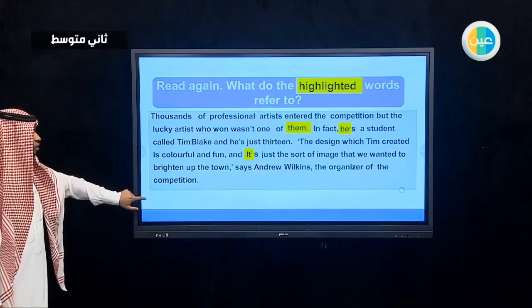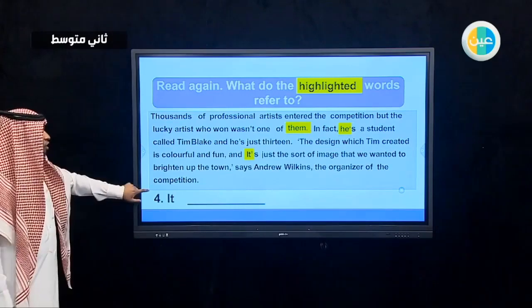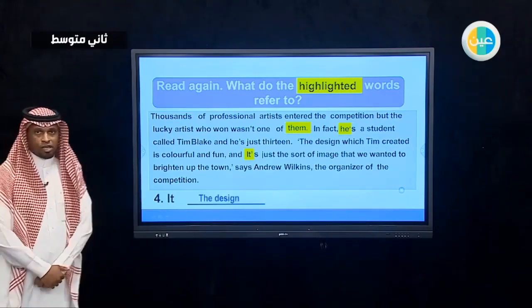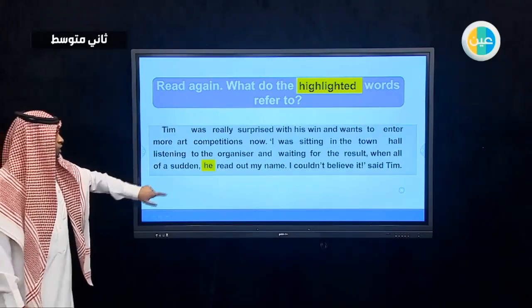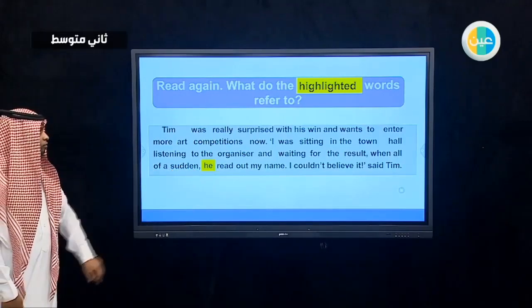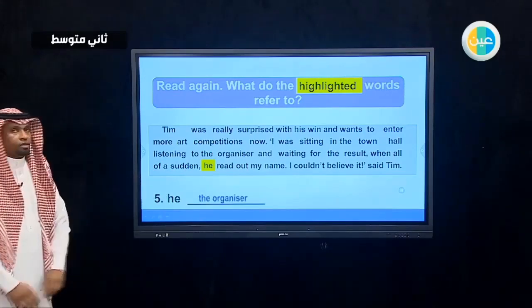Now, the last one, it. It. What does it refer to? The design. Good. The design. Excellent. Now, let's move to the next one, the last one here, he. What does it refer to? The organizer. Good. The organizer.